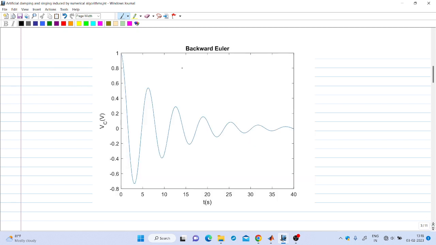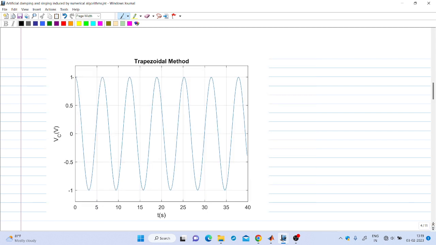But if you simulate the same using backward Euler method, you can see that the result shows a decreasing amplitude. Amplitude is decreasing. So that phenomenon is known as artificial damping. Whereas if you simulate this using trapezoidal method, then there is no issue. Amplitude remains constant at 1. Amplitude of the capacitance voltage is constant. So there is no artificial damping in trapezoidal method.